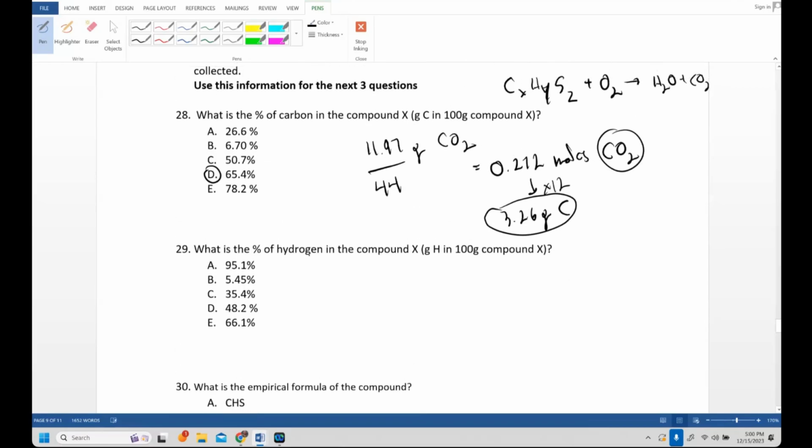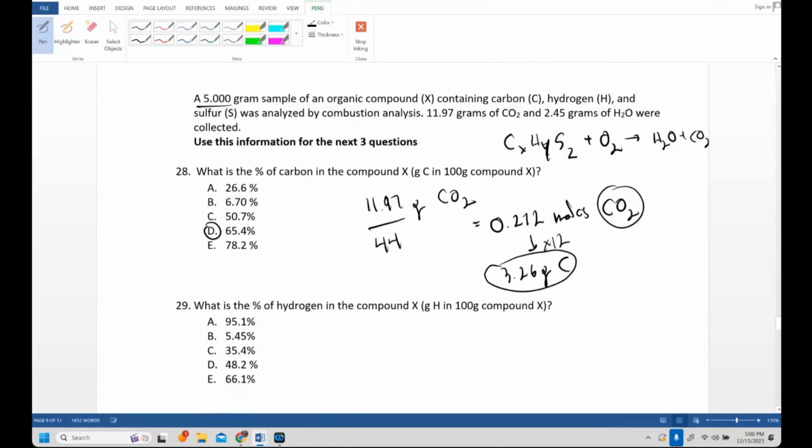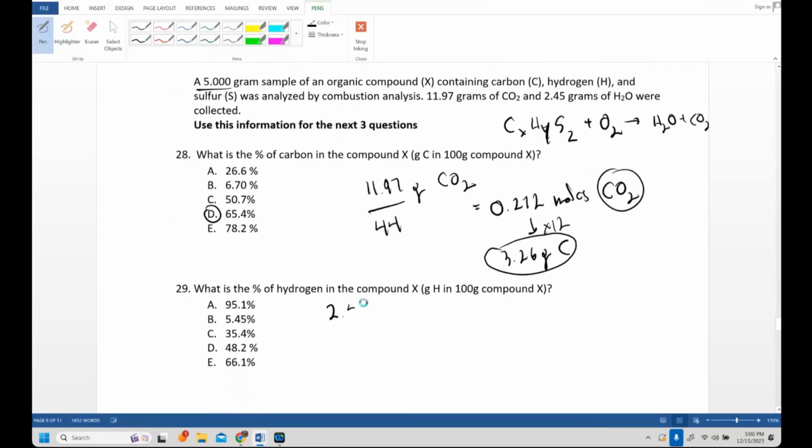So that'd be the percent of carbon in the sample. All right, next, we do the exact same thing with hydrogen. So hydrogen, the amount of water is 2.45 grams of H2O, dividing that by the molar mass of 18.